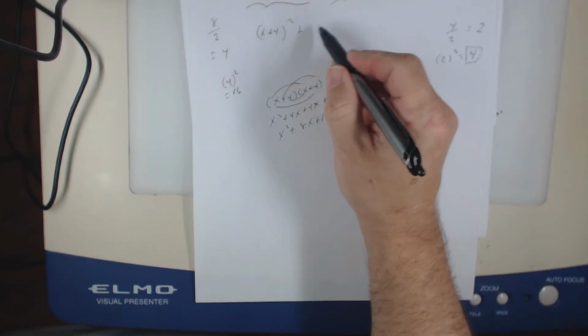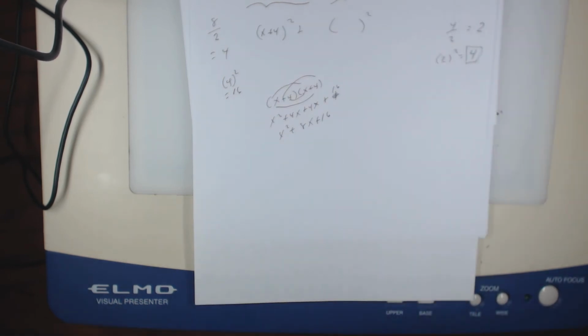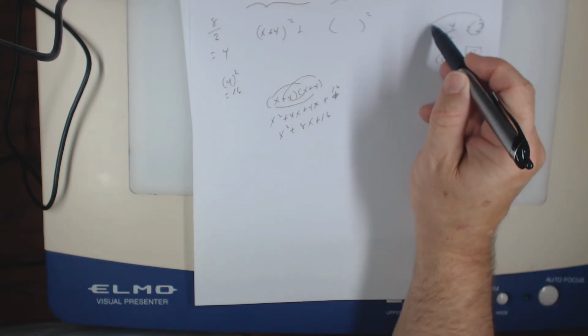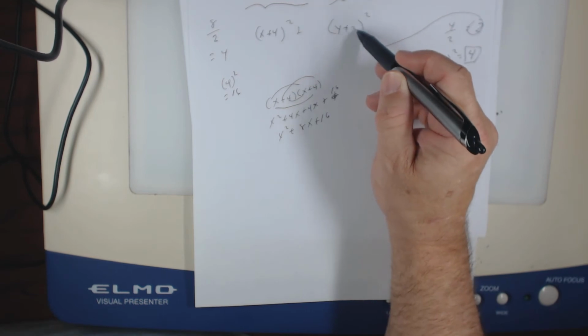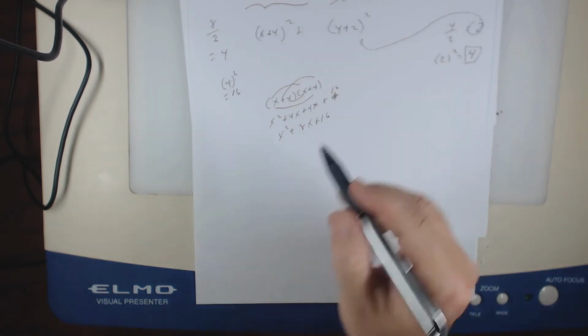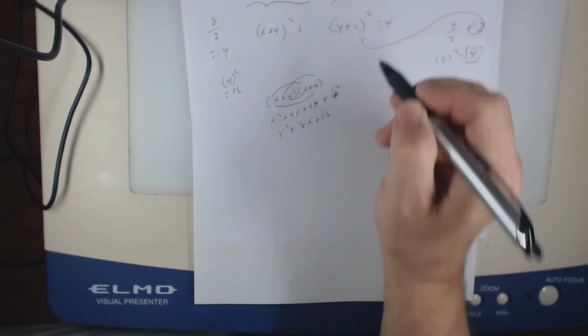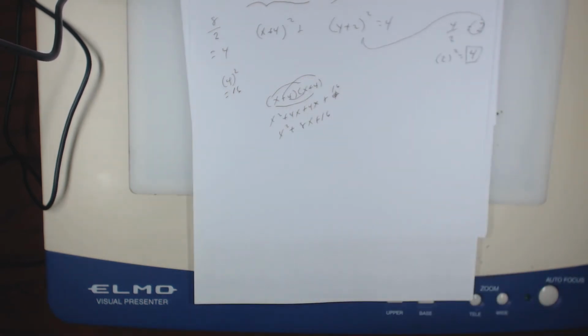Okay, now over here, plus, this should also be a binomial squared. What do you think that one is? Y plus 2, right? Again, it's always this number here. Y plus 2. And then that's going to equal, what do I get when I add those three numbers together? 4. So that's your equation of a circle.